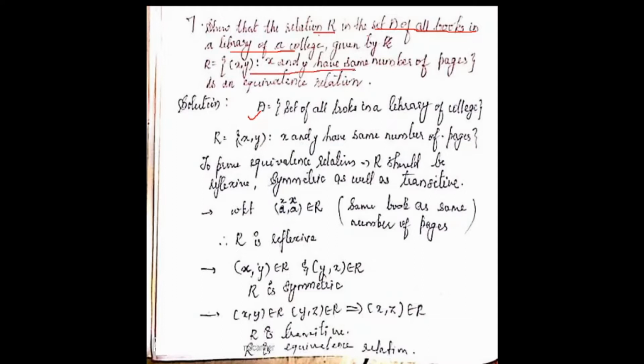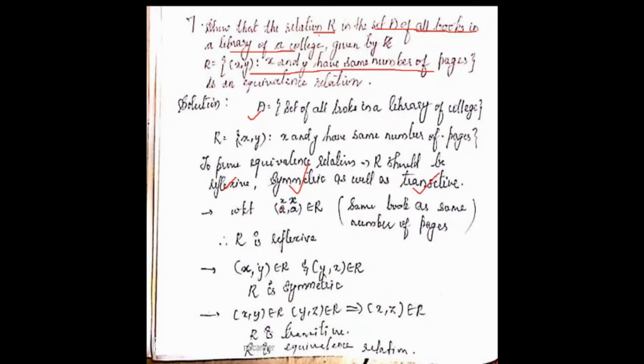That is, X and Y have the same number of pages. That is, X and Y are the books which have the same number of pages. So such pairs we have in our relation. What you have to prove is R is an equivalence relation. So for equivalence you have to prove it's reflexive, symmetric as well as transitive.